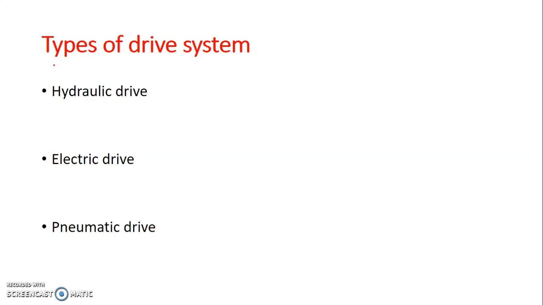So next, what are the different types of drive systems used in the industrial robot? We need some drive system to drive the industrial robot. So we can use a hydraulic system, and we can give different motions to the robotic joint. How are we going to give the different motions to the robot?